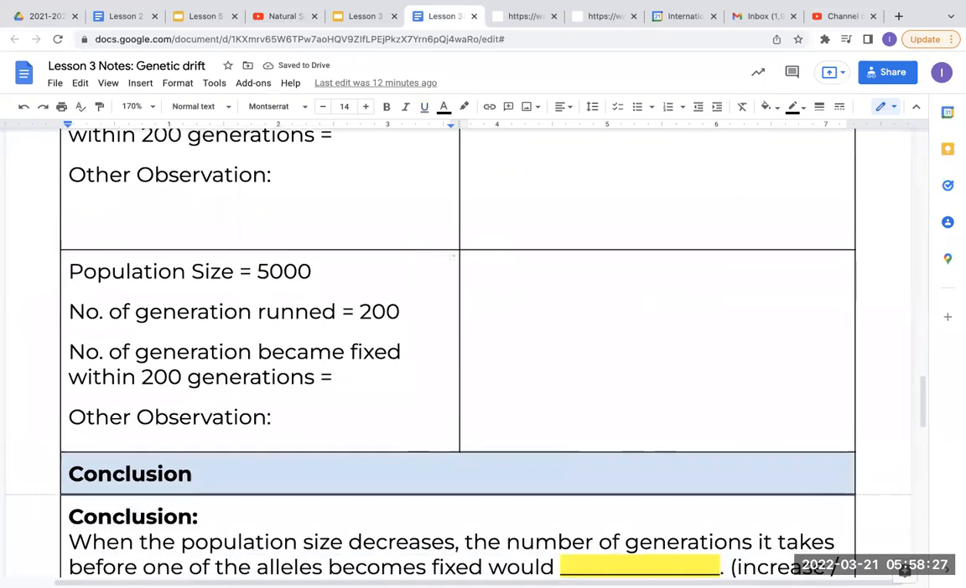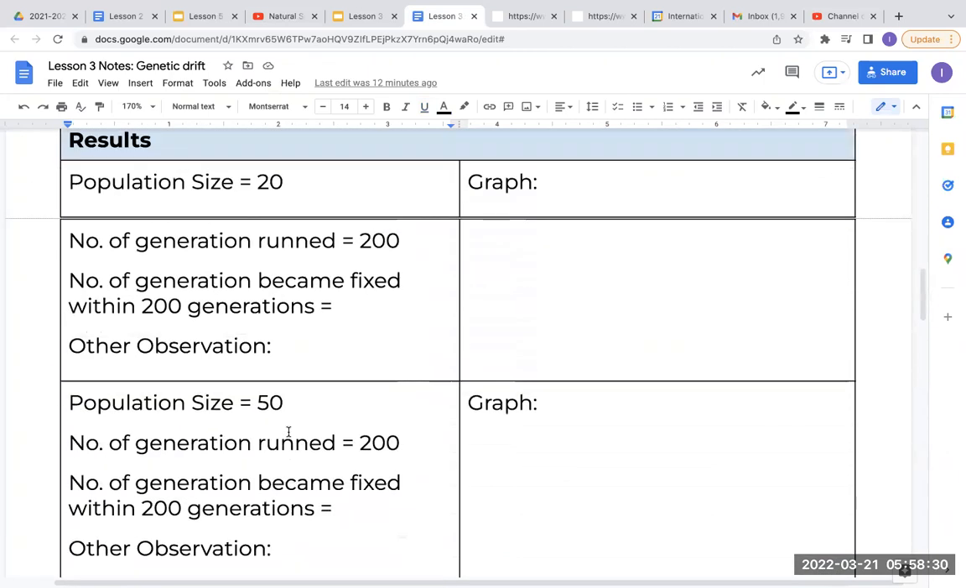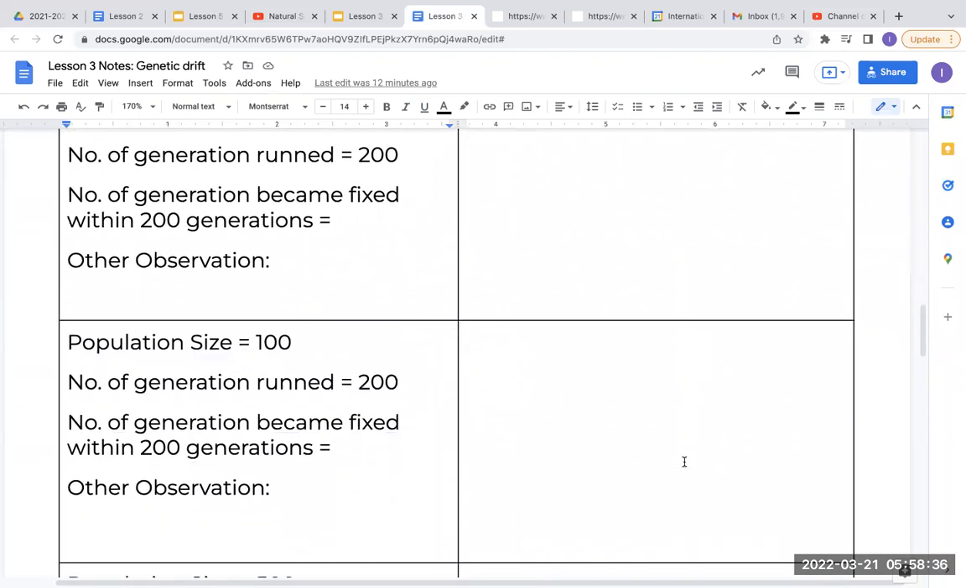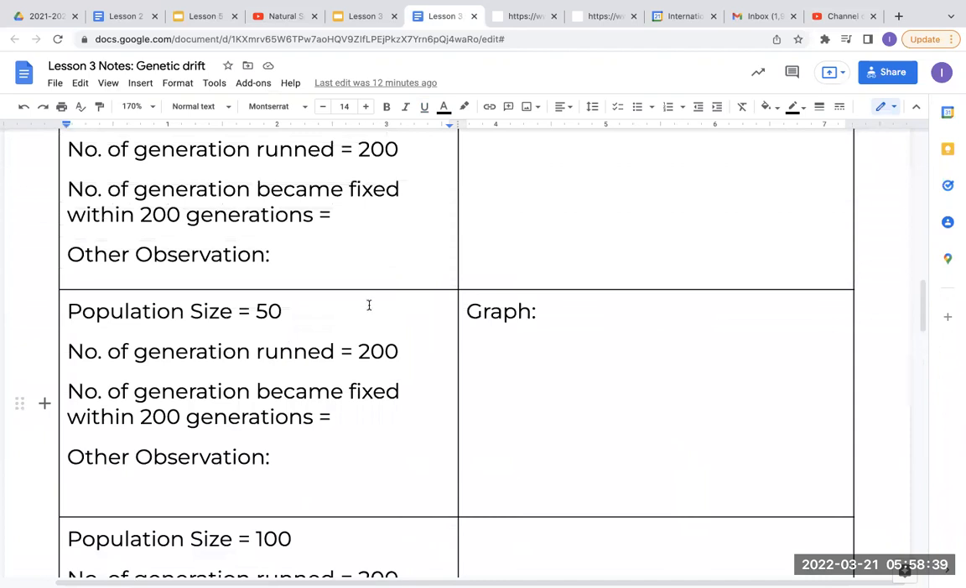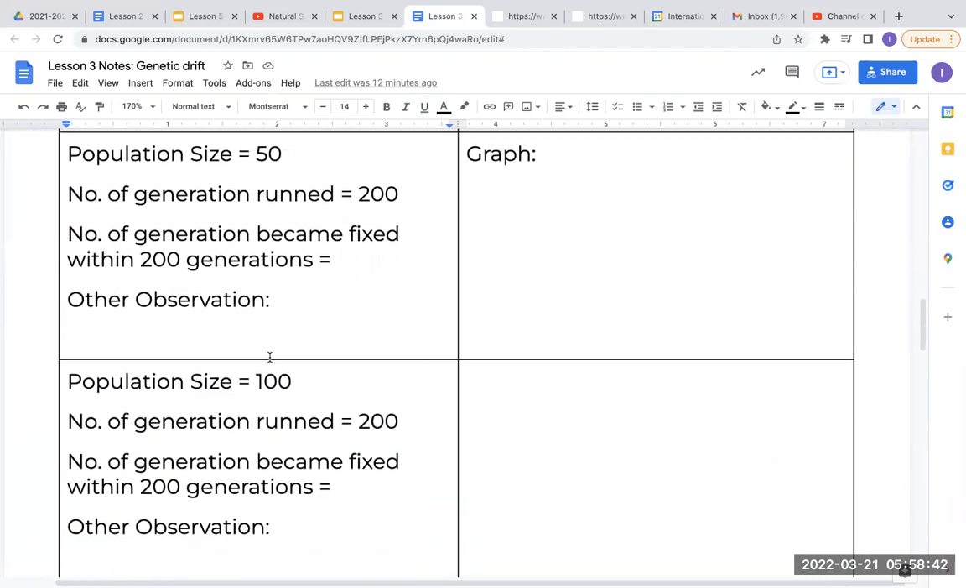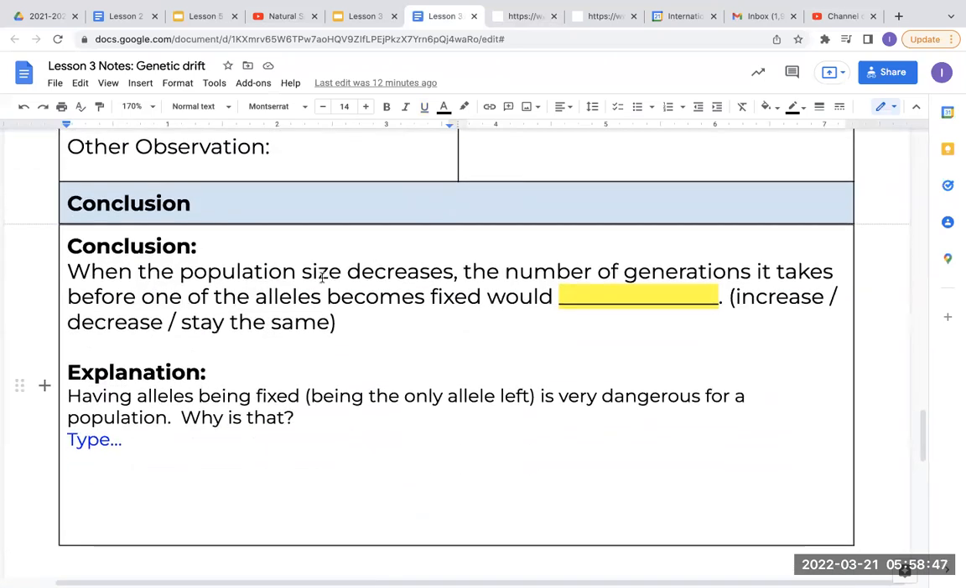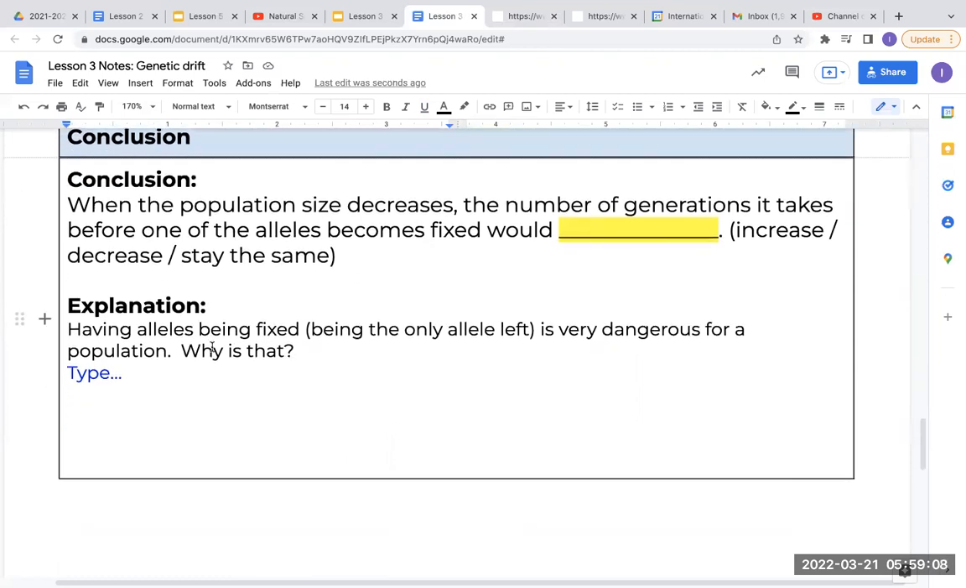All right. So now you should have different size populations and all the graphs on the right-hand side. I want you to compare these graphs and write your other observations down here before moving on to your conclusion. So after comparing your graphs, I want you to write your final conclusion down and compare it to the hypothesis that you made before. All right, pause the video and do that now. And let's look at the explanation bit.